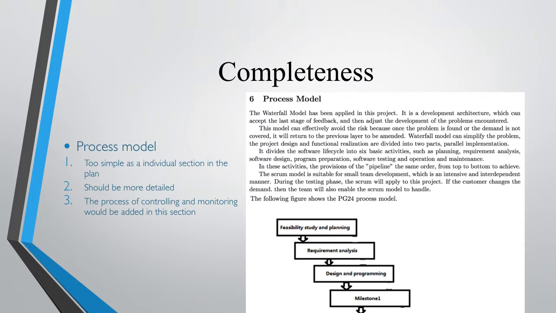The process model is the last issue of completeness. On the right side, you can see the detail of what we did in the first draft, and you can see that we only describe the waterfall model and Scrum model, but how those two models are involved in our project is not described. In the future, maybe the process of controlling and monitoring would be added in this section.